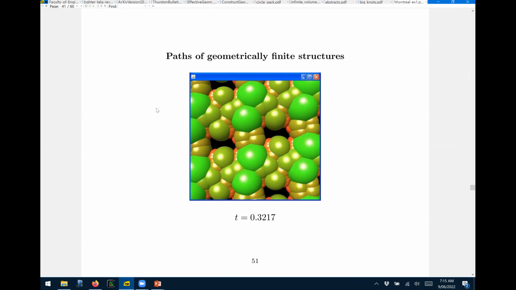And then eventually the program will crash, because what happens is you're getting infinitely many circles in the limit, and computers aren't very good at handling infinitely many things. Okay, so that's as far as I was able to take my program.